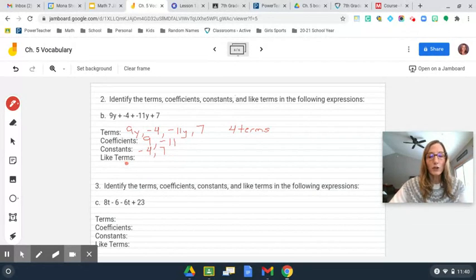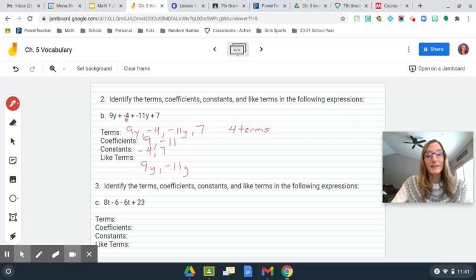Like terms, the ones that are considered the same, have the same likeness. So I know that I have a couple of y's here. The way I'm going to group them is the 9y and the negative 11y. Those, again, are considered like, so those are grouped.